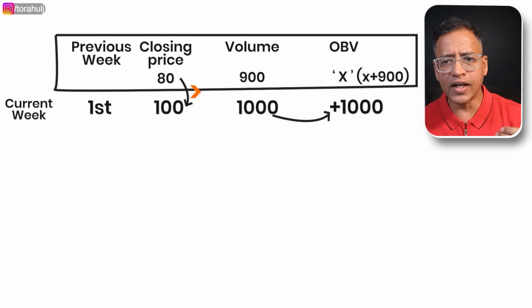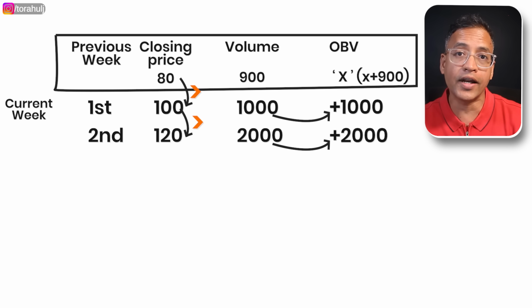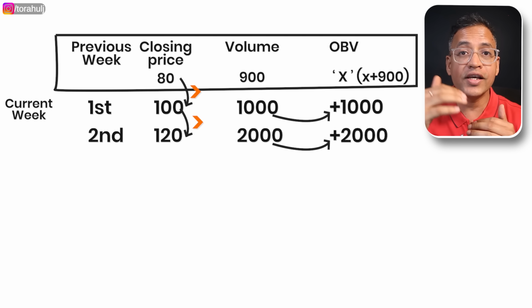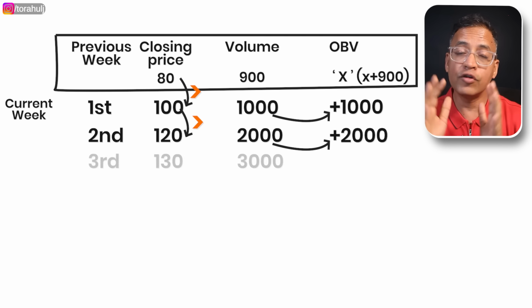Likewise, on the second day, if again the price closes very high, 120, and the volume was 2000, this 2000 will also get added. So if that on balance volume is increasing, what is it telling you? It is telling you that the stock is showing very good buyers in the market. The volumes are high, the price is going up. Both price and volume are giving you confirmation.